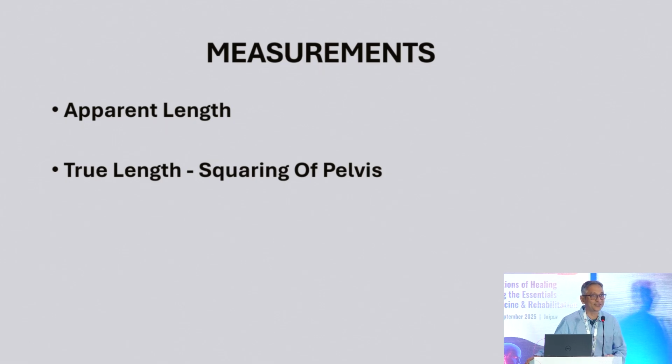I think I'll stop. Then, how to measure the apparent length? Only this much: measurements of the apparent length and true length. For apparent length, there is no need to square the pelvis. You can measure from the xiphisternum to the medial malleolus. Always use some marks to mark that area, then use a tape. Whereas in true length measurement, squaring is very important, and you should keep the other limb also in the deformed position. That is very important in measuring true length.